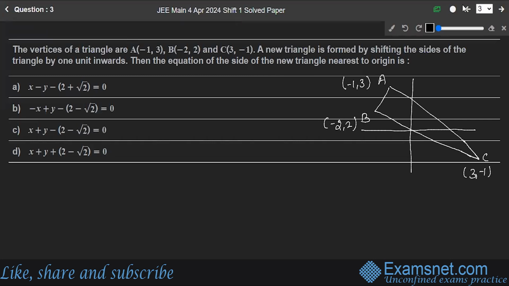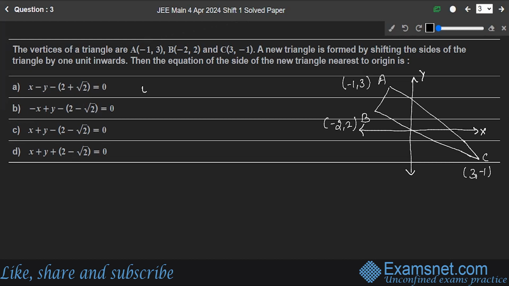Question number 3. The vertices of the triangle are given by A, B, C. A new triangle is formed by shifting the sides of the triangle by 1 unit inwards. Then the equation of the side of the new triangle nearest to the origin is. So this is your triangle A, B, C. These are your coordinate axes, X and Y axis. So now let's frame the equation for all the 3 sides.